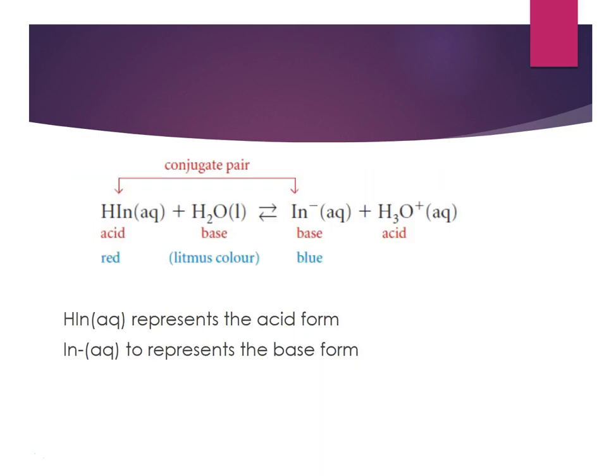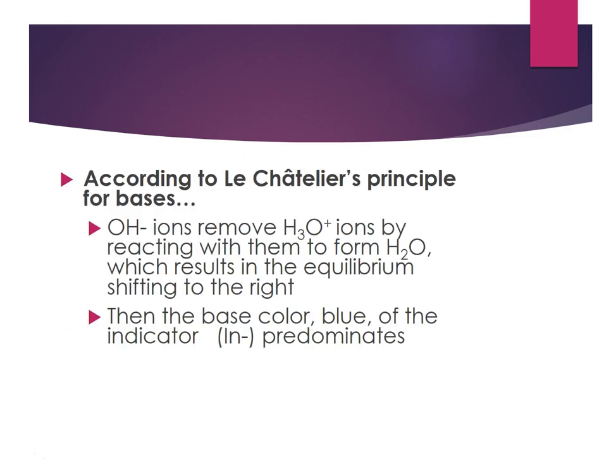What do you expect would happen if hydroxide ions were now added to the system in equilibrium? Hydroxide ions would react with hydronium ions, which would effectively remove some of the hydronium ions from the system. This would result in a shift of the equilibrium to the right, and an increase in the basic form of the indicator.